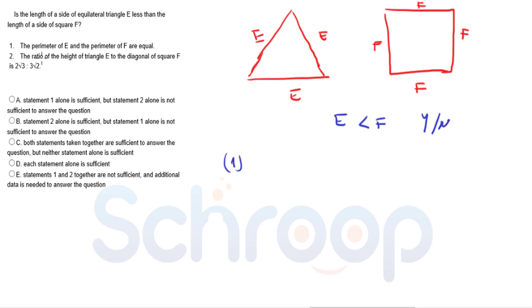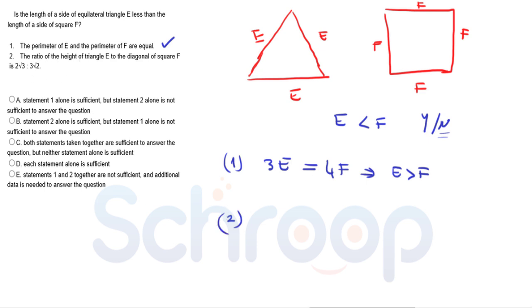Statement 1. The perimeter of E and the perimeter of F are equal. So let's say 3E, they are equal, and 4F, the perimeter of the square is 4F. That means E is bigger than F, so we can give the answer. So for this case, the answer is no, definitely, but we can give an answer. So statement 2, so this is enough.